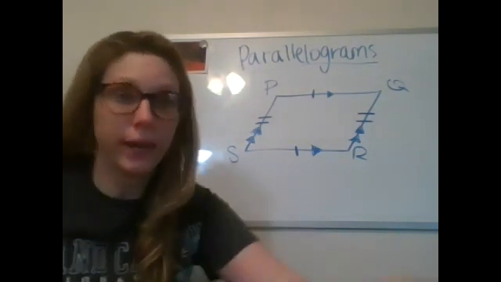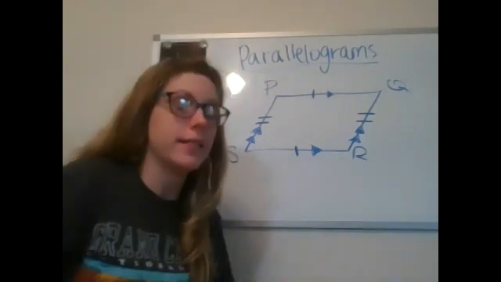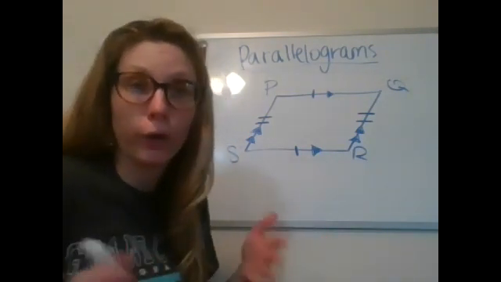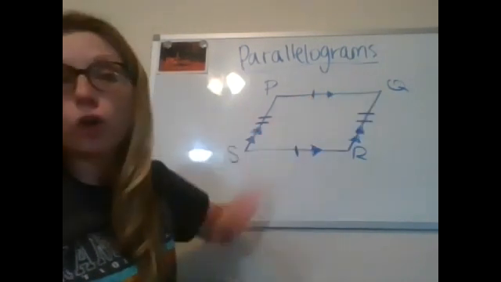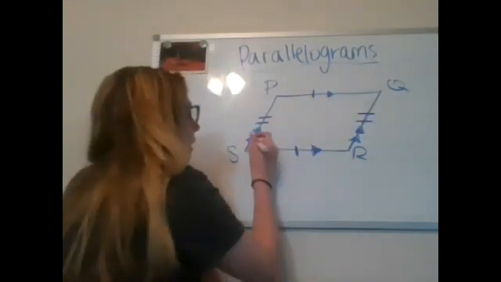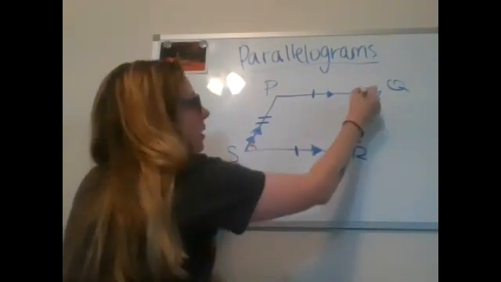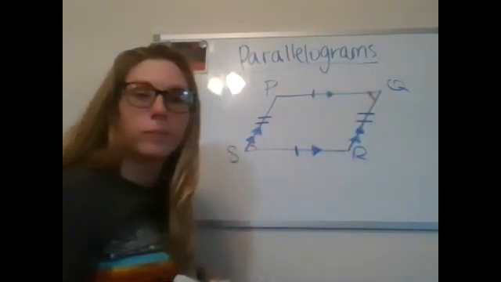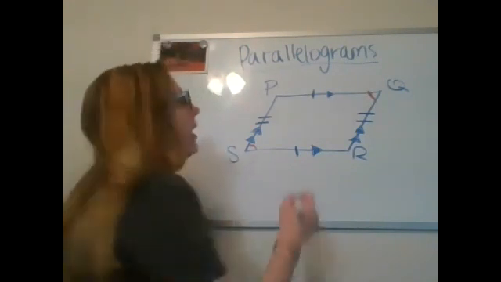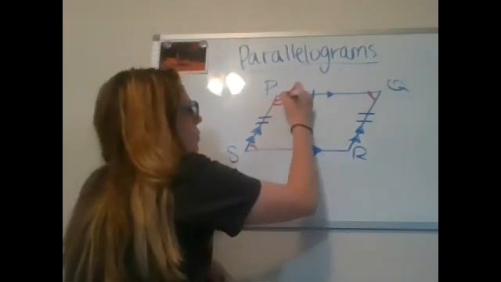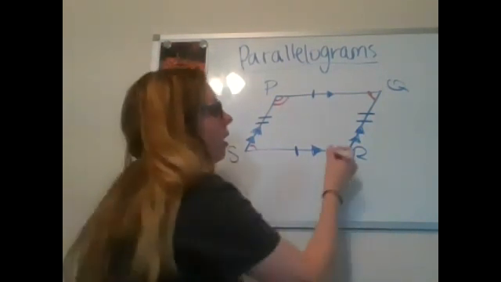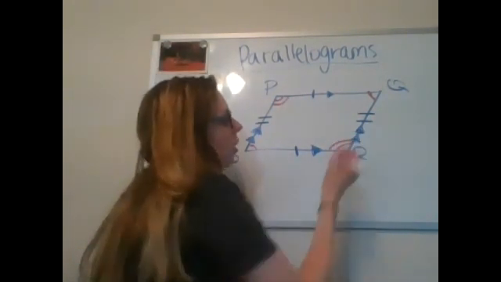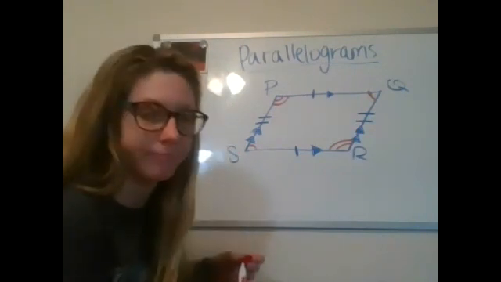Cool. Second property says that opposite angles are congruent. So opposite angles would be like angle S and angle Q. So angle S would be equal to angle Q. Okay, and angle P here, I'm going to show with two tick marks because it's not equal to S and Q, is going to be equal to angle R. All right.